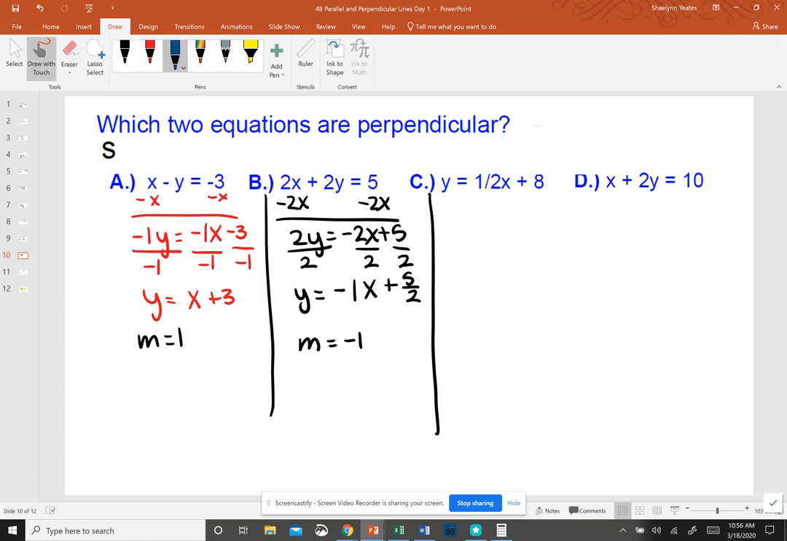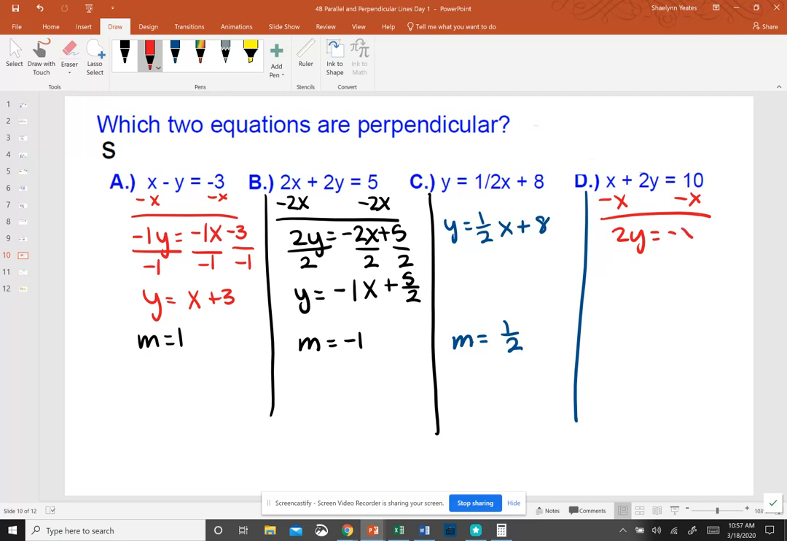All right, let's take a look at c. c is already set up, so it's y equals 1/2 x plus 8. So my slope here is 1/2. That one was real easy. Okay, let's take a look at d. On d, I'm going to subtract x from both sides, and I have 2y equals negative x plus 10. Now remember, this is a negative 1x. So now let's divide everything by 2, and I get y equals negative 1/2 x plus 5. So my slope here this time is negative 1/2.